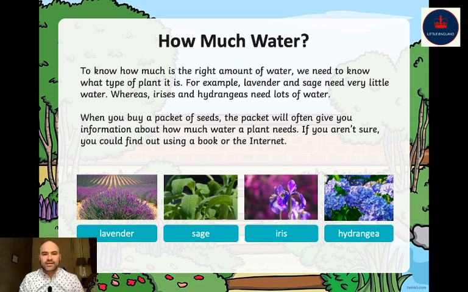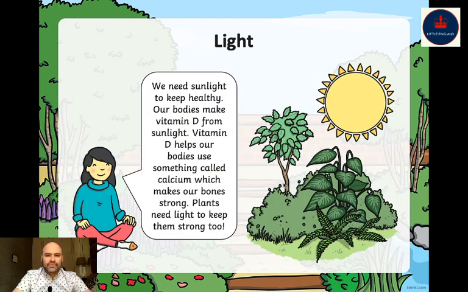So in places like Hawaii, they get a lot of rain in Hawaii. So in Hawaii, iris and hydrangea grow really well, okay? Because there's so much water there.